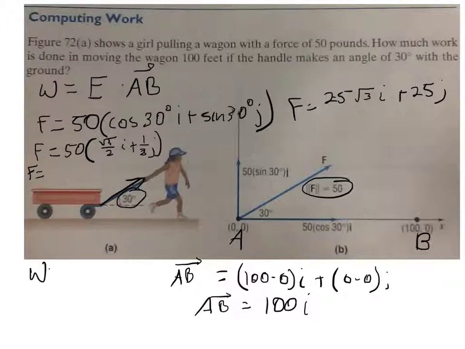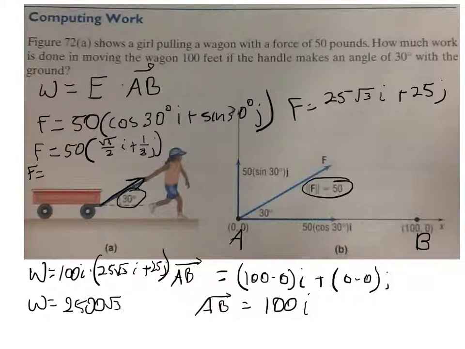So we have a vector going 100 I in the x direction, and then in order to solve for work, we take the dot product of those two vectors that we just created. 100 I dot 25 root 3 I plus 25J. Well, again, we don't have any J, so the zeros cancel each other out, and when this dot product is created, we end up with W equals 2,500 root 3 foot-pounds.